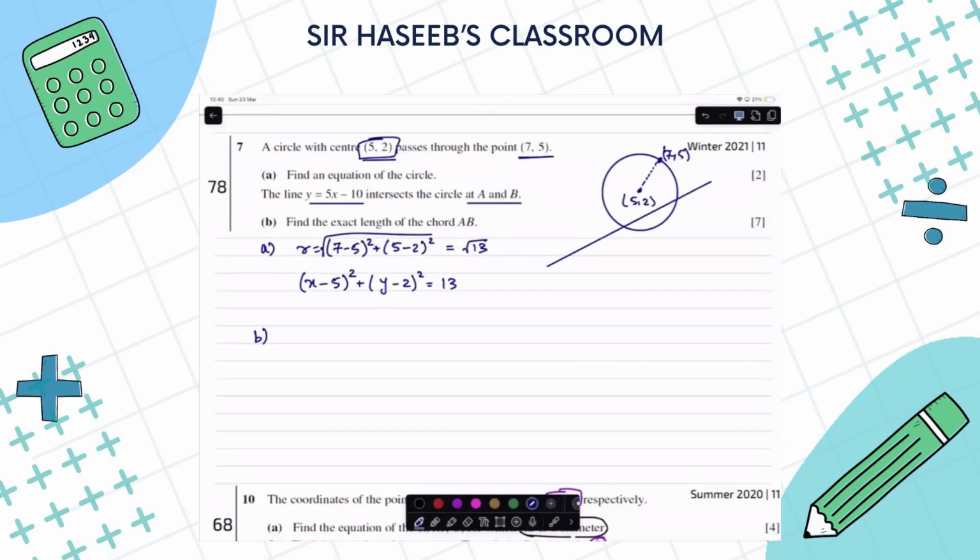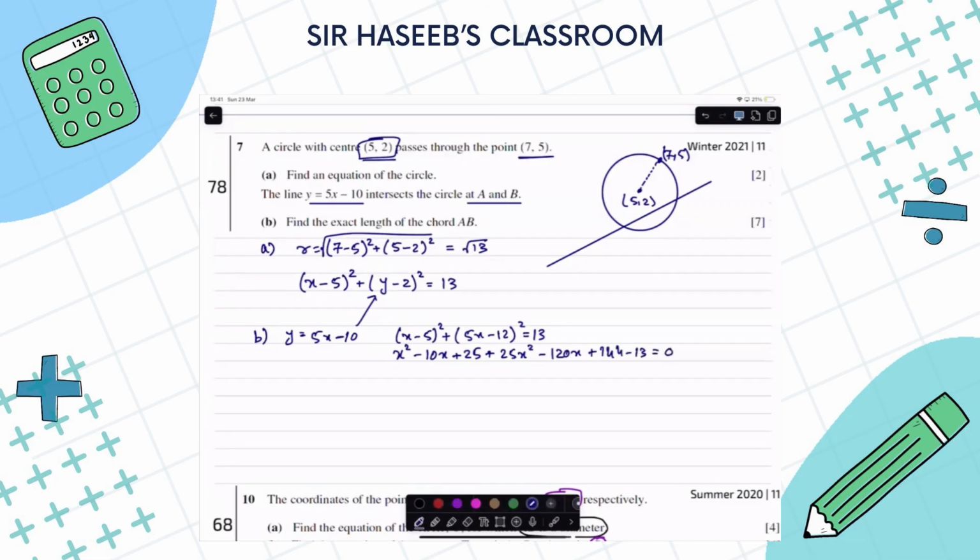And then find the length. For the coordinates of A and B, let's plug it in. Let's substitute y equals 5x minus 10. Solve this equation and this equation simultaneously, right? (5x minus 10 minus 2), which is minus 12, whole square equals 13. That's x square minus 10x plus 25 plus 25x square minus 120x plus 144 minus 13 equals 0.